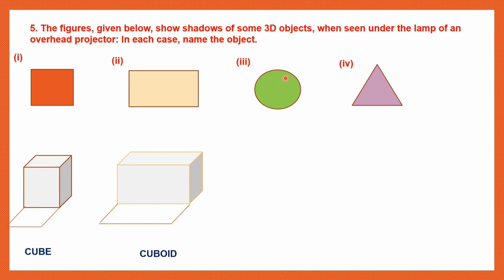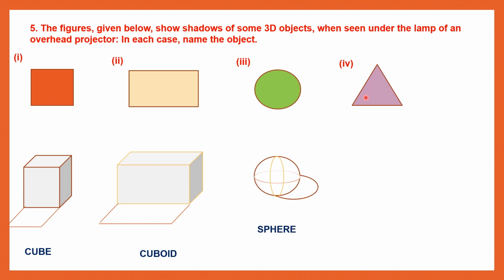Then we have a circle. Now, when light falls on which objects will the shadow be a circle? Now, a sphere, like you take a ball, now this is a sphere. Now, the shadow of this will be a circle when light falls on top. Similarly, if it's a cone also, like an ice cream cone, when the light falls on top, it will give a circular shadow. So here the answer is a sphere.